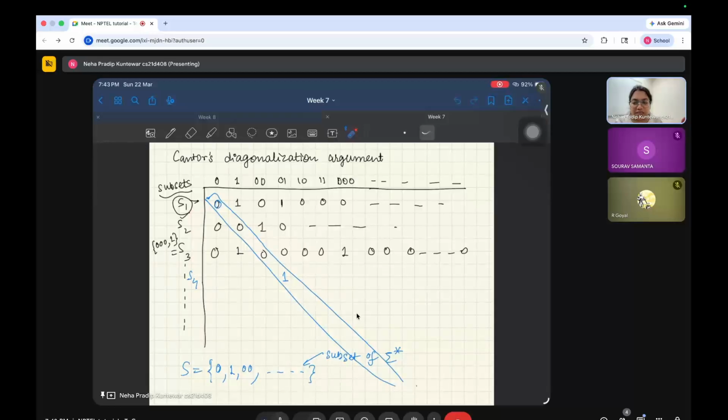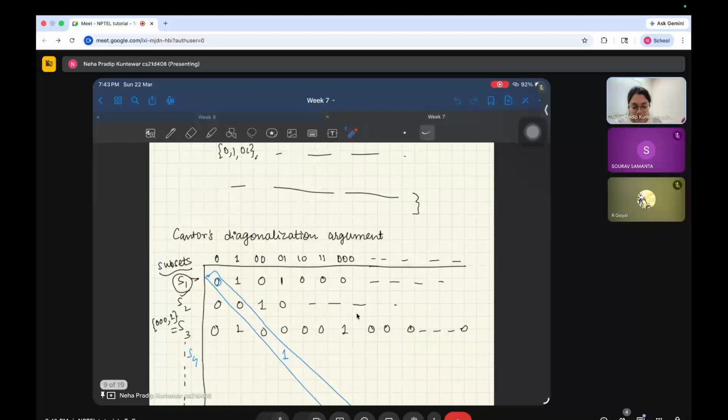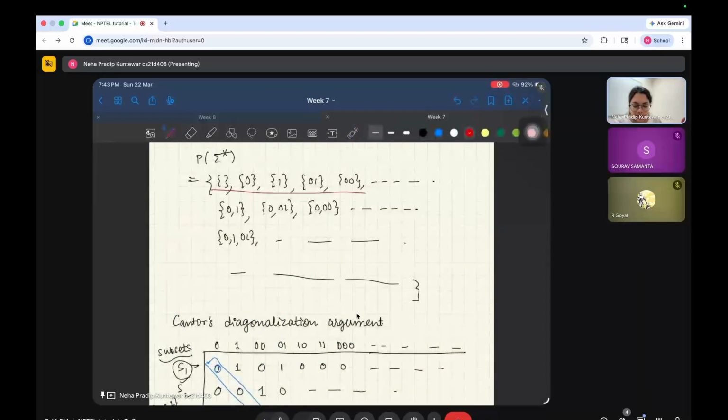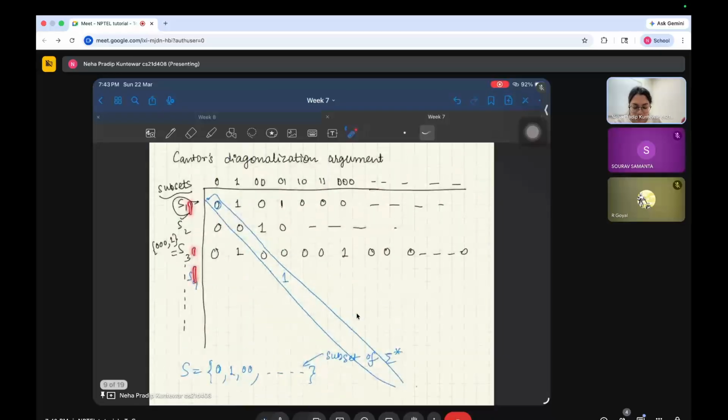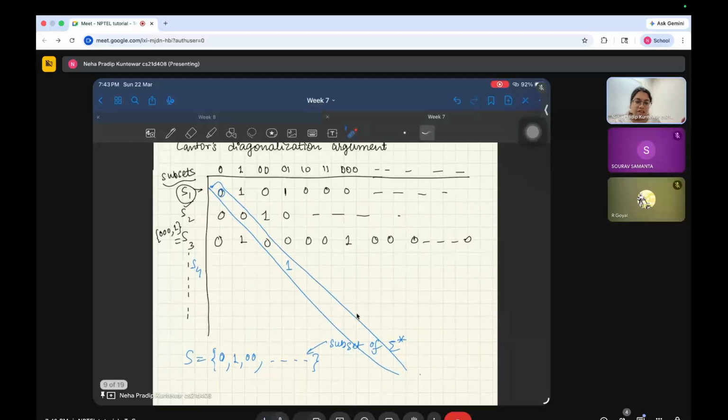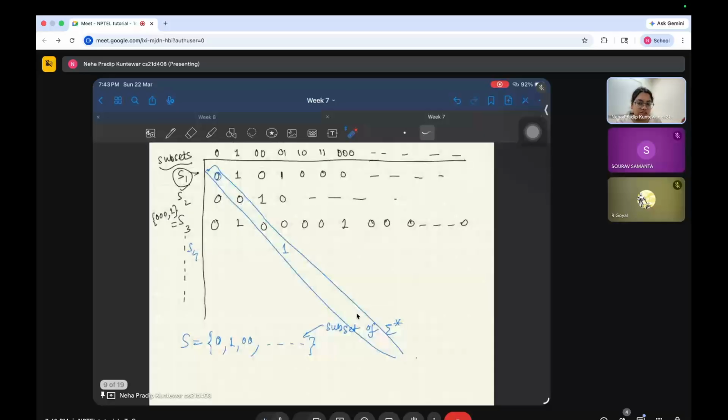But our initial claim was that this power set, which is the set of all subsets, is countable, therefore there should be some way of listing them, some way of having a bijection with the natural numbers. That is a contradiction to the fact that there is some set which was not in your list, therefore the set cannot be countable.